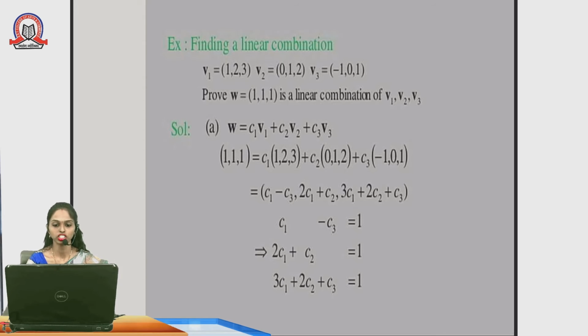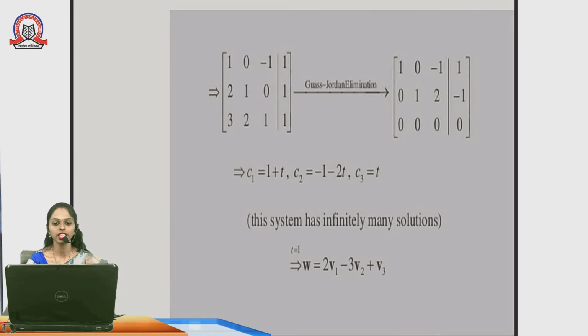We make the equations using the vectors: c1 minus c3 is equal to 1, 2c1 plus c2 is equal to 1, and the last equation is 3c1 plus 2c2 plus c3 is equal to 1. Then solving these equations, we get c1 equal to 1 plus t, c2 equal to -1 minus 2t, and c3 equal to t. This system has infinitely many solutions, because if we take t belonging to R, we get different solutions. That's why w is a linear combination of the vectors.